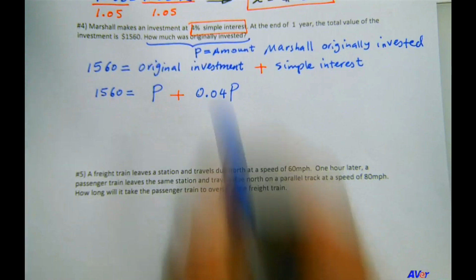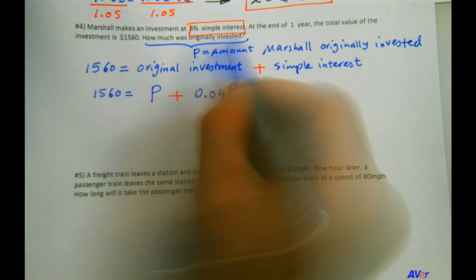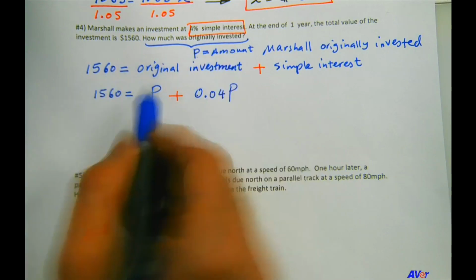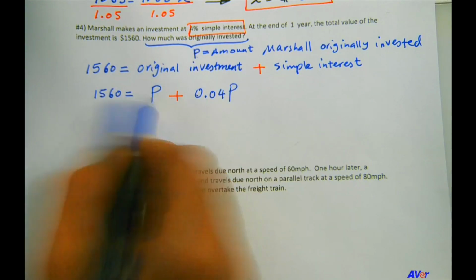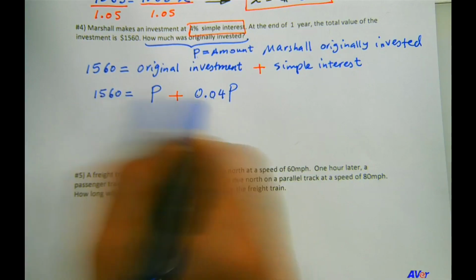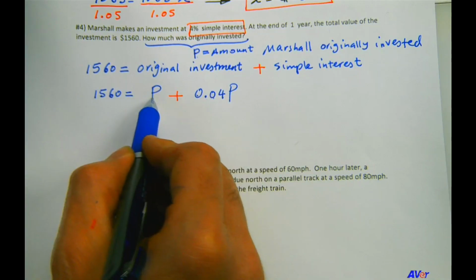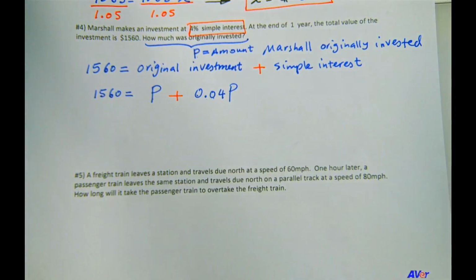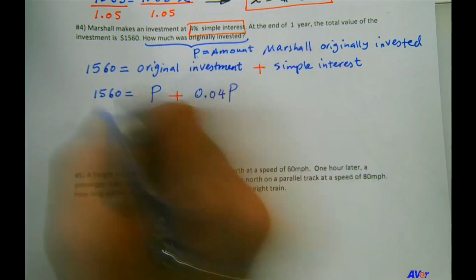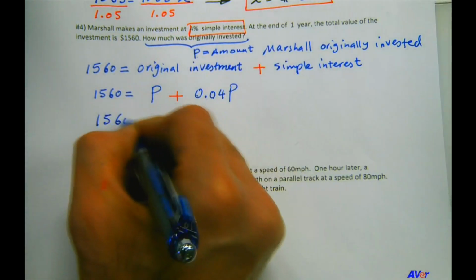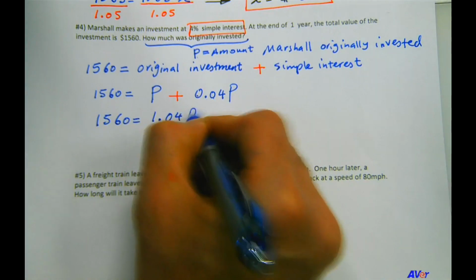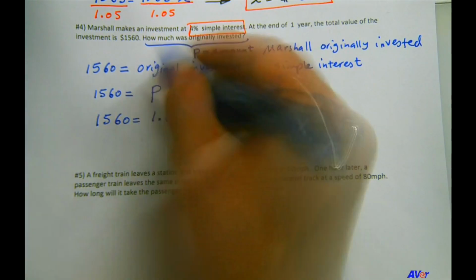So we introduced the variable. We made note of what is known and what is not known, and we established a relationship between the knowns and the unknown. And now we can solve this. It all began with introducing the variable here. Okay? So we have 1,560 equals 1.04p, right? Because the coefficient here is 1, right?